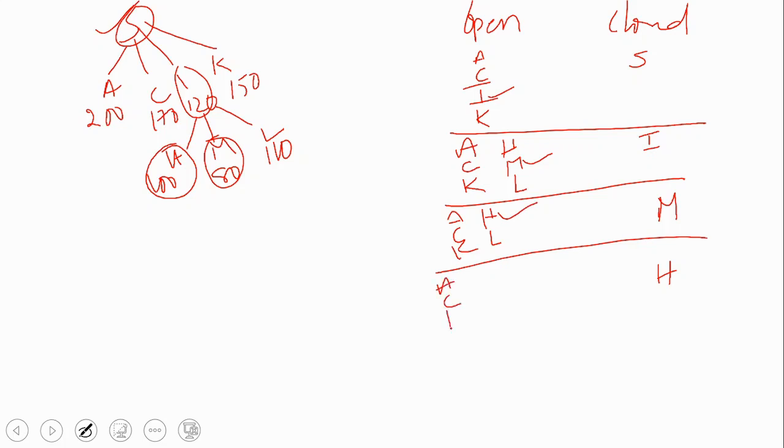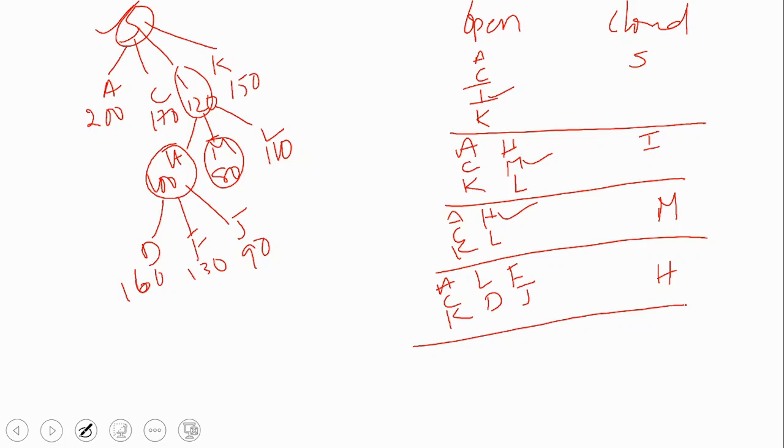Now we have A, C, K, L, and H is connected to D, F, I, J, M. So we are adding D, F and J. F has 130, D has 160 and J has 90. Among all these, the one with the least value is J, so we are moving J to the closed list.